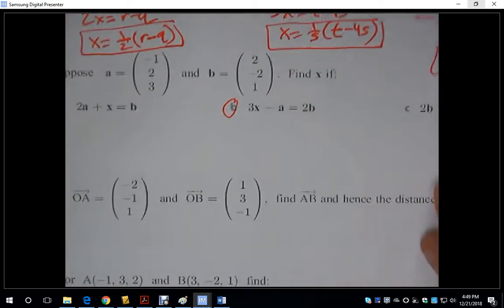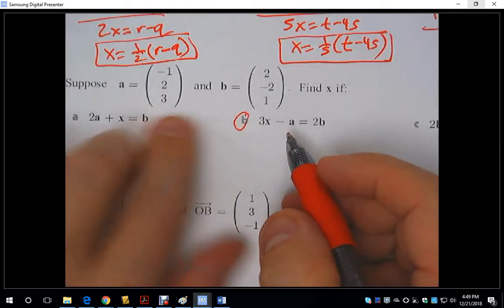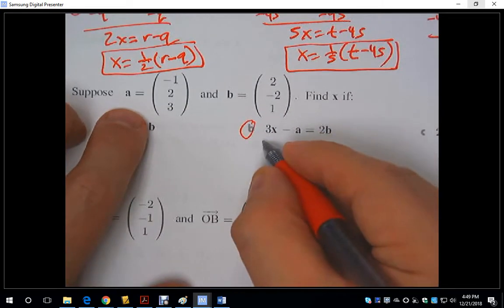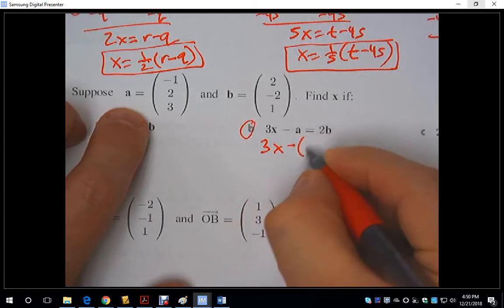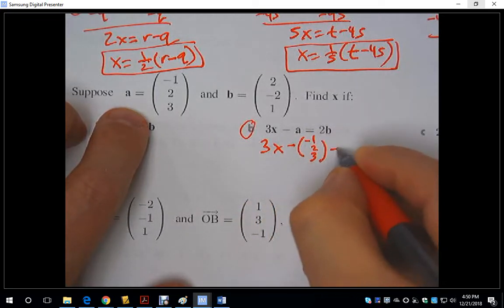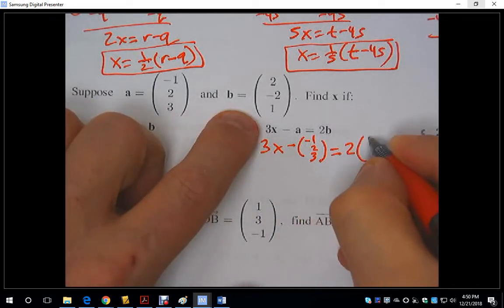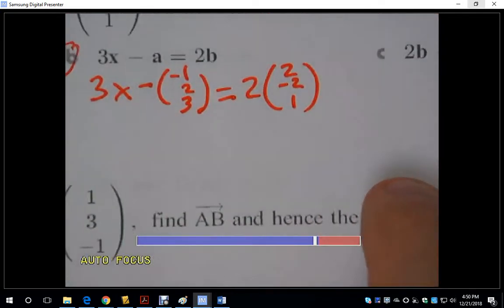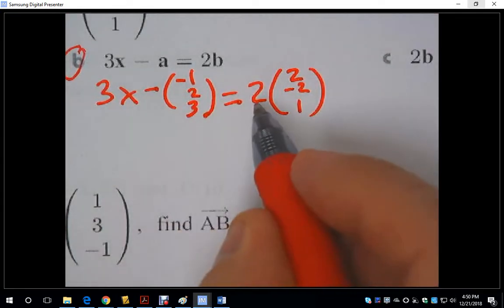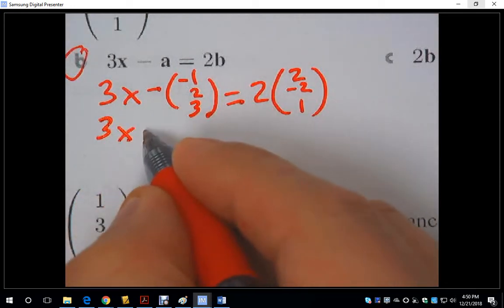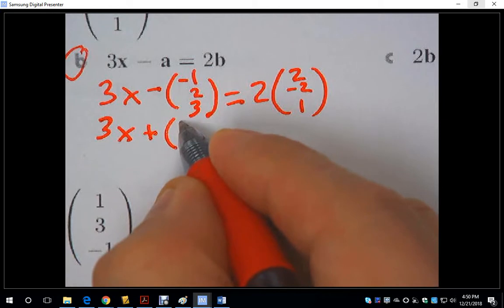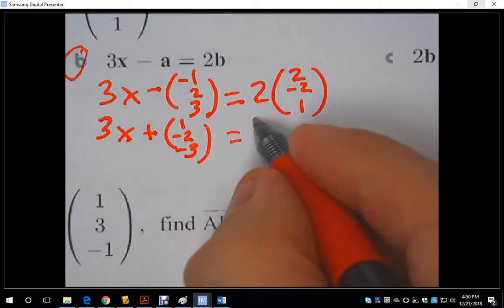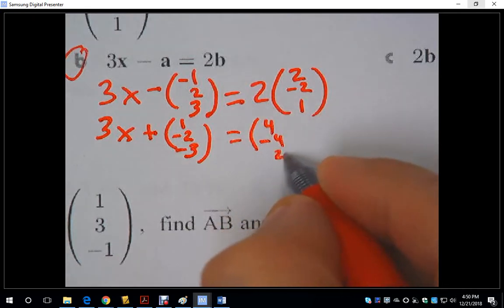Let's look at 2b. Now I'm given the vectors. Instead of just using variables to represent the vectors, I have the full vectors here. So I have 3x minus a, which is negative 1, 2, 3. And I have 2b, which is 2, negative 2, 1. And I'm solving for x. So the first step is I have these scalars. I'm going to take care of these scalars. That's going to give me 3x and then plus 1, negative 2, and negative 3. And then that equals 4, negative 4, 2.